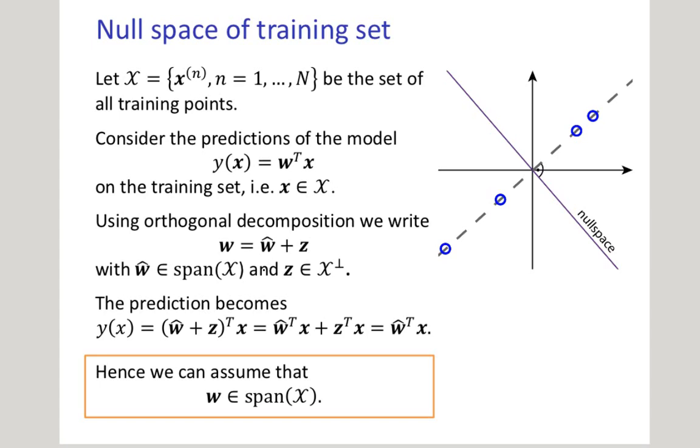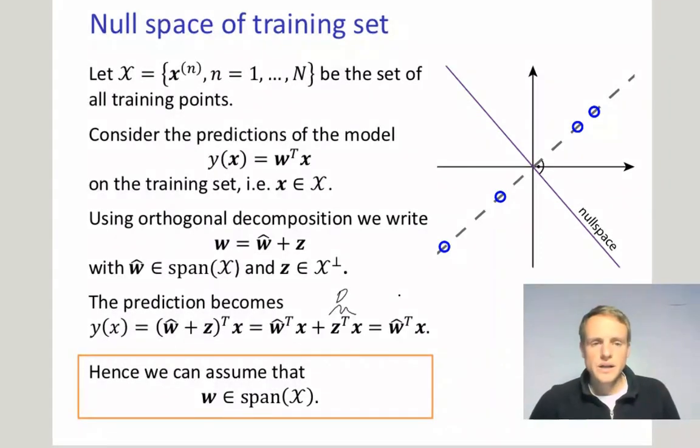That means that we can rewrite our prediction equation as follows. y of x equals (w hat plus z) transpose x, which is equal to w hat transpose x plus z transpose x. And since z transpose x is 0, this means that w hat transpose x is equal to w transpose x. That means that w is in the span of x. This means that we know that the weight vector w is in the row space of x.